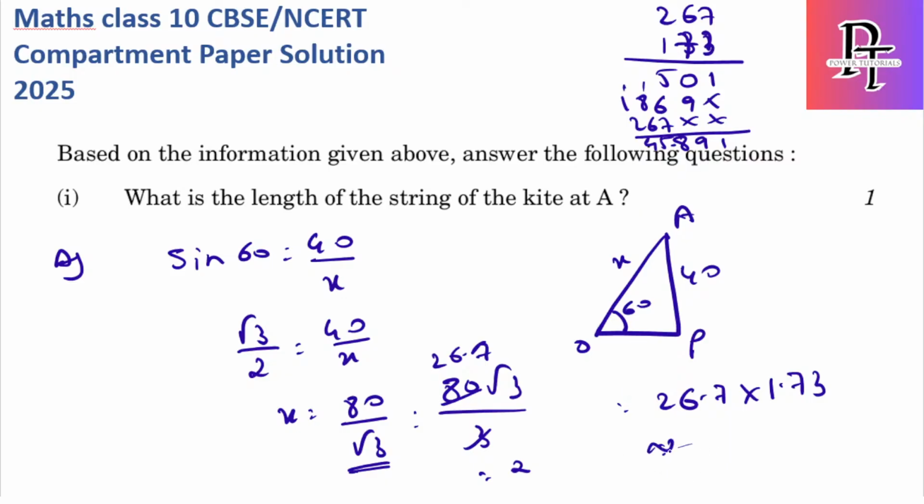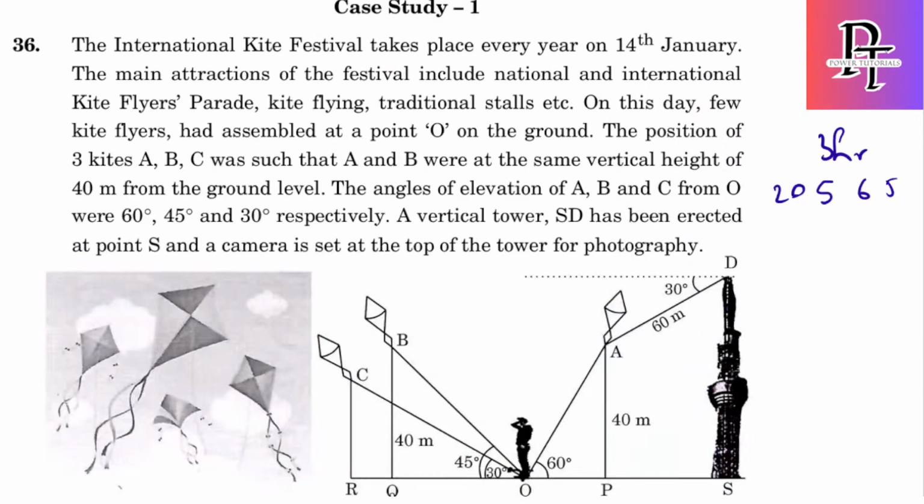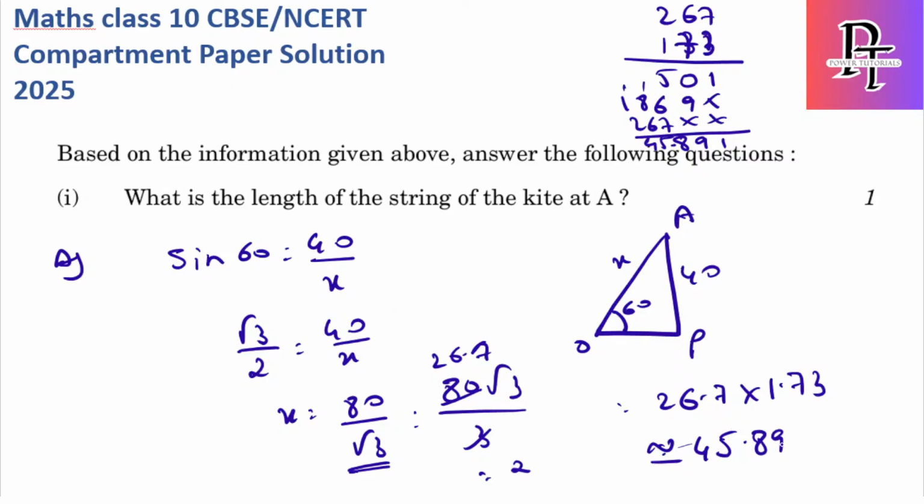So somewhere closer to 45.89, and it is in meters or centimeters, mostly it will be meters only. Yeah, it is meters. So the height length of kite A is 45.89 meters.